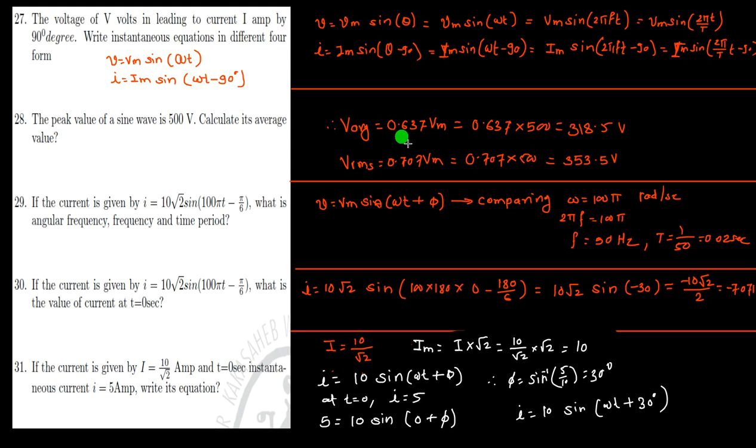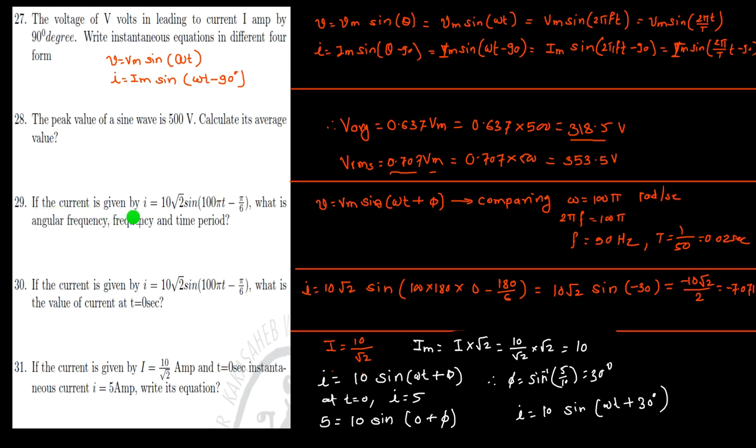So the peak value of the sine wave is 500 volt, and calculate the average value. So average value is 0.637 times of the maximum value in the sine wave. So 0.637 into 500, so it will give you 318 volt, 318.5 volts. So suppose you want to calculate the RMS, so it should be 0.707 times of the maximum value. Peak value is nothing but the maximum value.